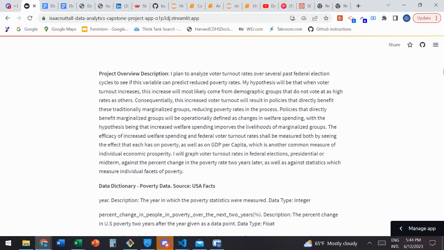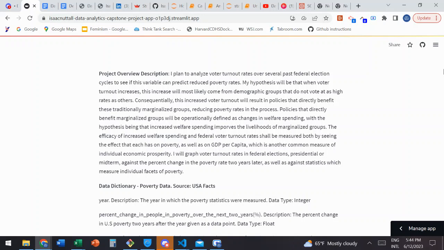I operationally defined helpful policies as an increase in welfare spending, since my hypothesis was that more welfare spending provides critical aid to marginalized groups. After cleansing the data from the 6 CSV files I used for this project, I integrated all of the relevant variables into a single data frame, which I named Voting and Economics DF.